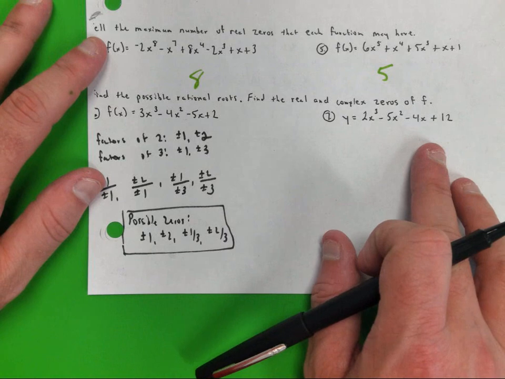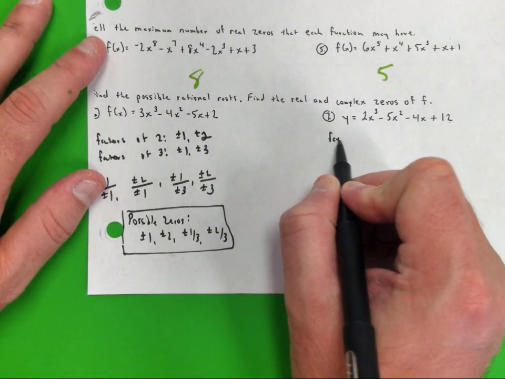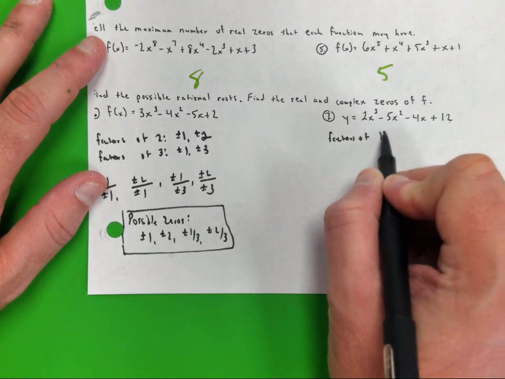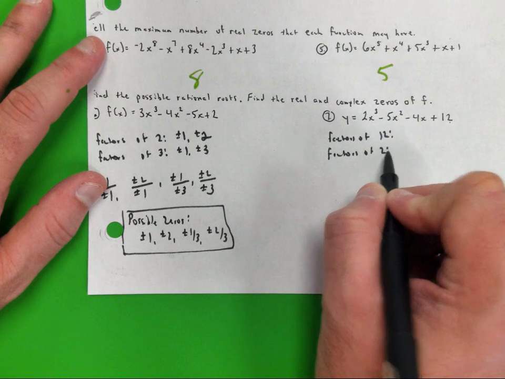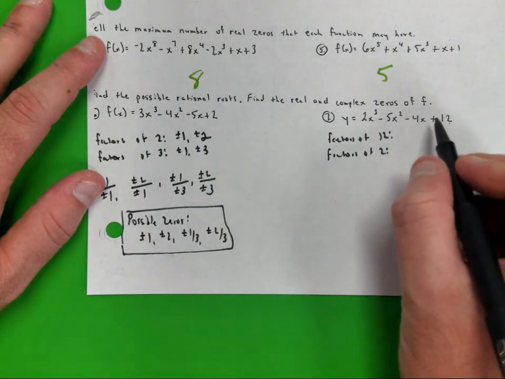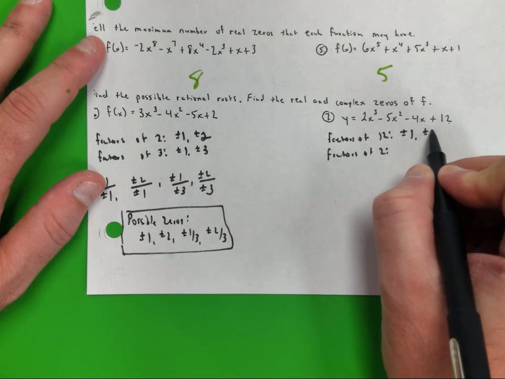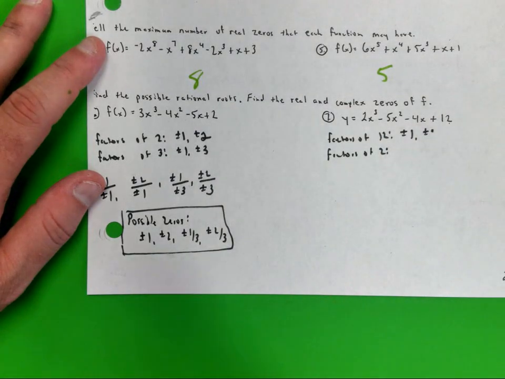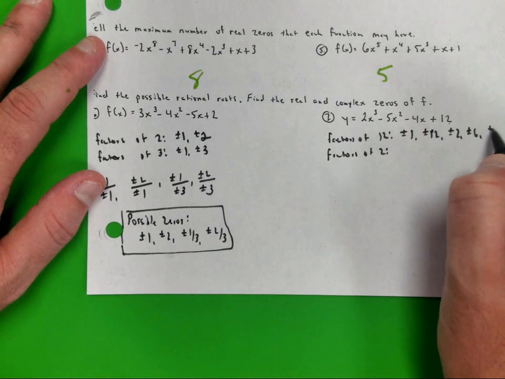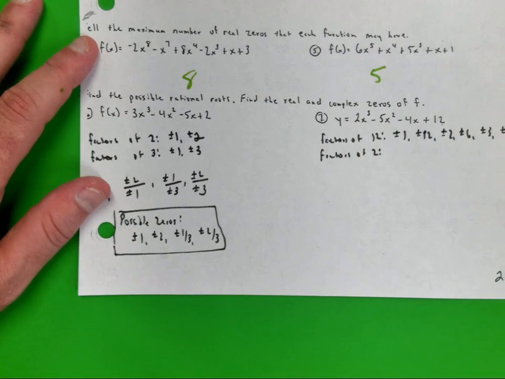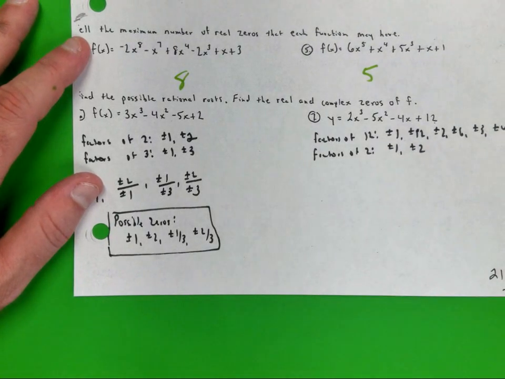Let's just list the possible. So, what factors do you deal with first? Factors of 12. And then the factors of what? 2. What are all the numbers that go into 12? Well, I do it in pairs. 1 times what gives you 12? 12. Then 2 times what? And then 3 times what? There are your factors of 12. What are the factors of 2? 1 and 2.